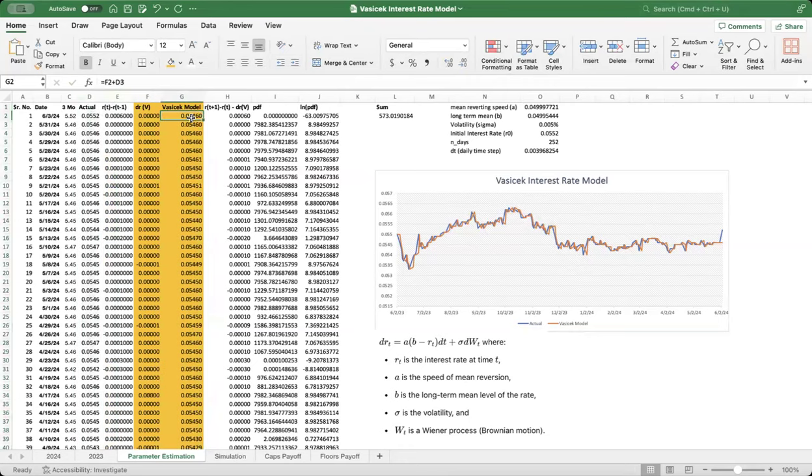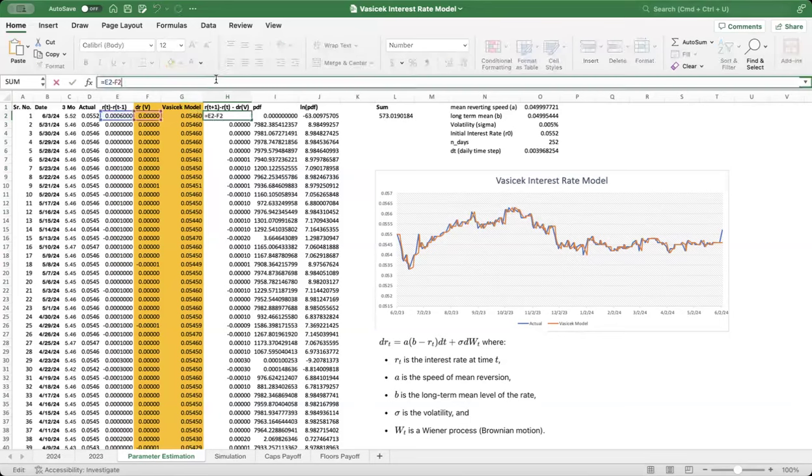So that's why I've calculated this. But let's say, how can we use the MLE method, which is the maximum likelihood method, to get the parameters of the Vasicek model? First, as I said, we will be finding the difference between the actual data and the modeled interest rate. So we'll basically calculate the difference between the actual interest rates and the model interest rate, right?